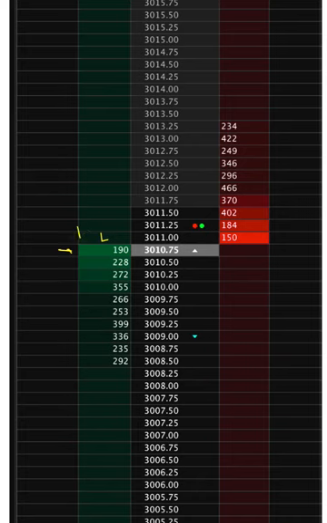So we're going to buy, right? Now you're going to have 4 contracts. If you look over here, there are 150 people. In order for you to get filled at this price, you now need 154 people, because we're just going to add your contracts here. So we need 154 people to get filled.